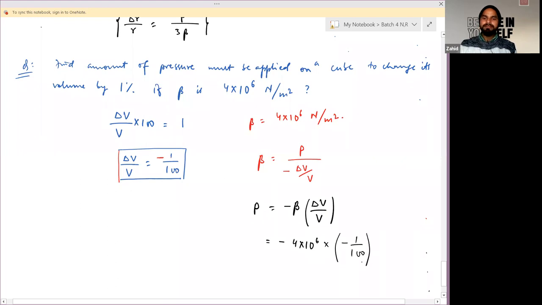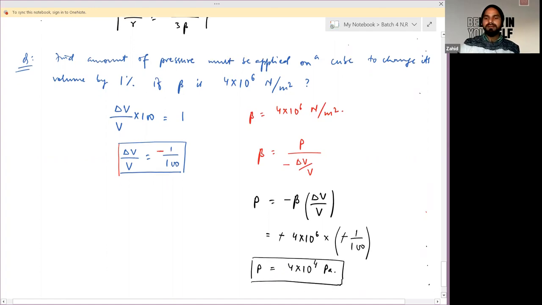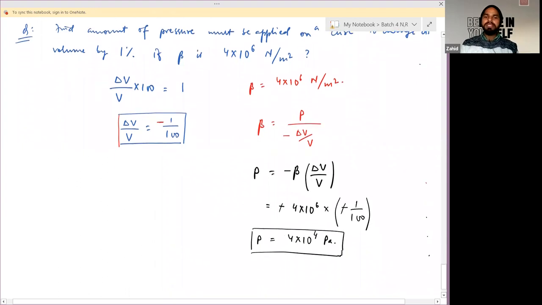Good, Nabila. So this minus and this minus will cancel out. You have 10 raised to power 6 in the numerator. You may write 100 as 10 raised to power 2, which is in the denominator. If you move this term to the numerator, we get 10 raised to power minus 2. So on simplifying it, you'll get 4 into 10 raised to power 4 Pascal or Newton per meter square. Minashi, is it clear? Yes, sir. Clear.